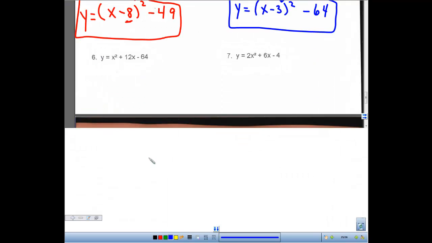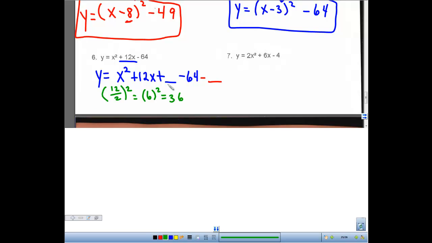Example 6. Y equals x squared plus 12x minus 64. Rewrite the problem, leaving a blank after the 12x plus blank, and leaving a negative blank after the negative 64. Now we take half of b and square it, and this is the number we put in both blanks. We now have our perfect square trinomial. So we have y equals x plus 6 squared minus 100.